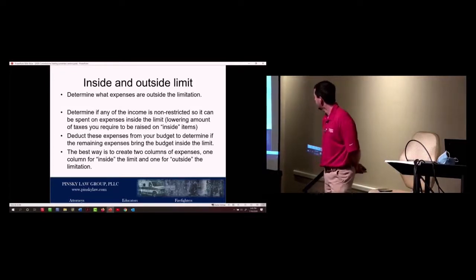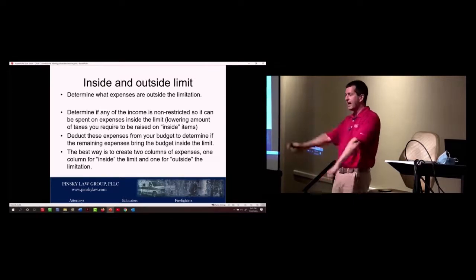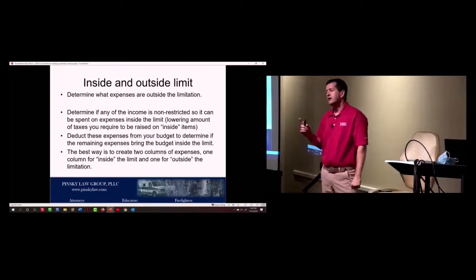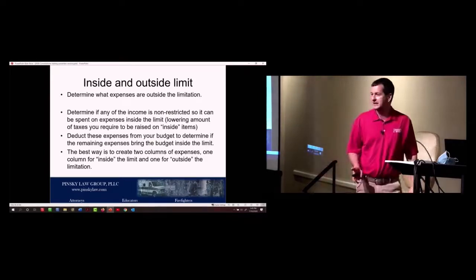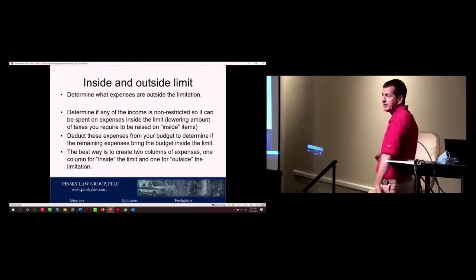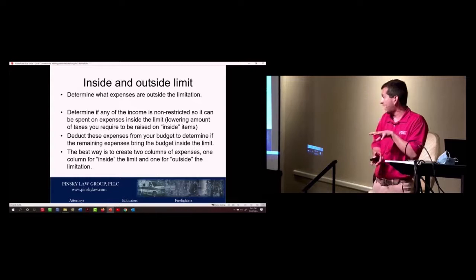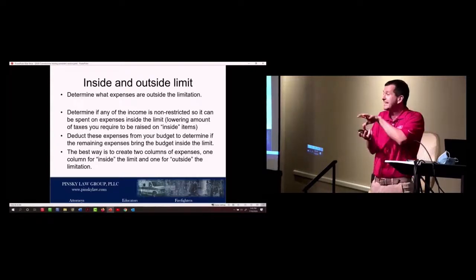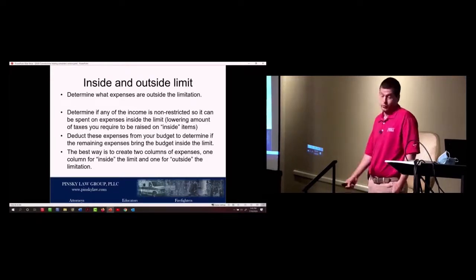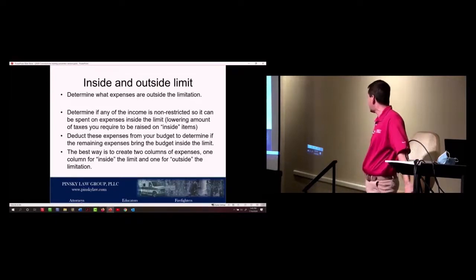It works. You have to take your budget and divide it between inside and outside. Do we care what's outside the limit? Outside, meaning what you're not capped on. No, it's outside the limit. We only want to make sure that within your $101,000, everything inside the limit is equal to or less than $101,000. Outside the limit, who cares?